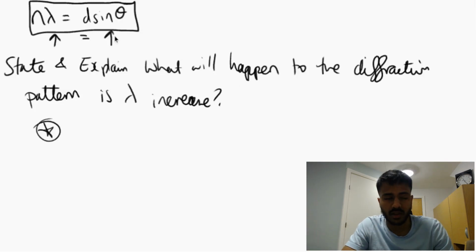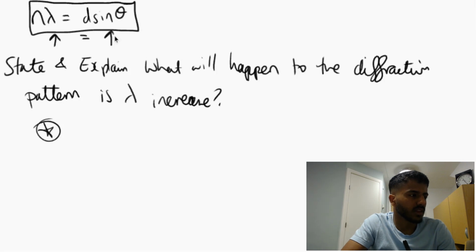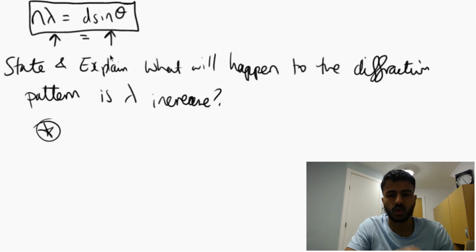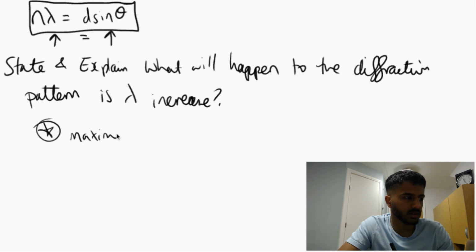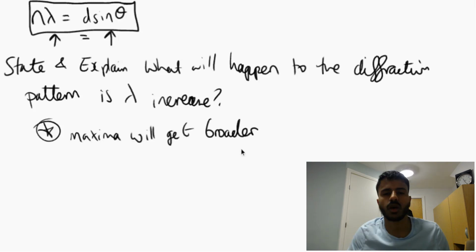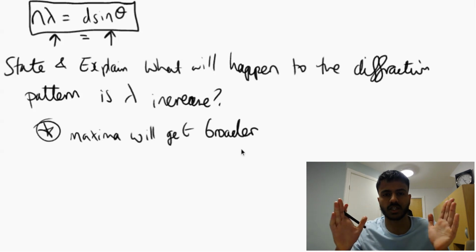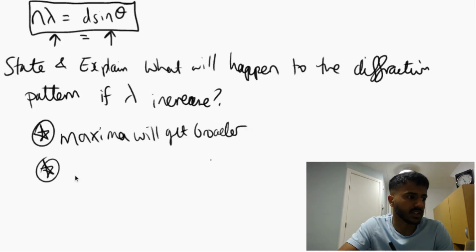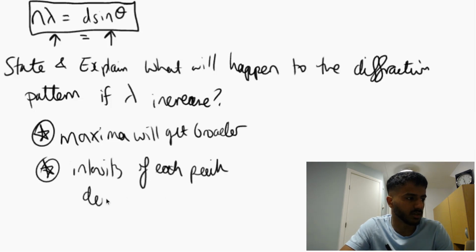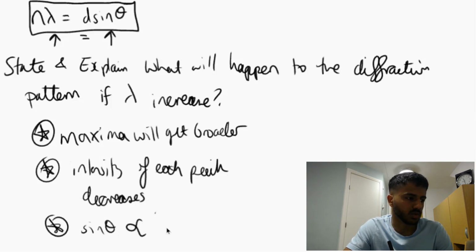Now for a constant slit width, we can see that if lambda increases, for each value of n, this sine theta value will also increase. So what that means is each maxima will get broader. And what that just means is that this wave pattern is just going to stretch out a bit. And what you will also notice is that the intensity of each peak decreases. And this is all because sine theta is directly proportional to lambda.